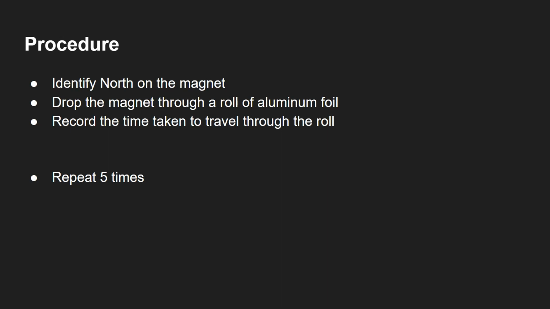Now, the procedure for the lab: first we need to identify north on the magnet that we used, using an app on our phones. After we got that, we pretty much need to drop the magnet through a roll of aluminum foil and record the time taken to travel through the roll using video footage. We need to repeat this 5 times to get an average measurement of time.